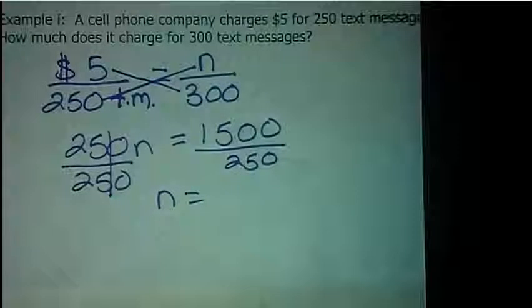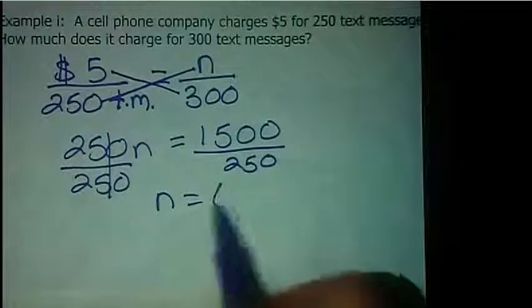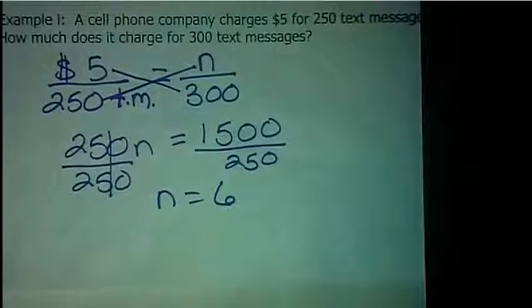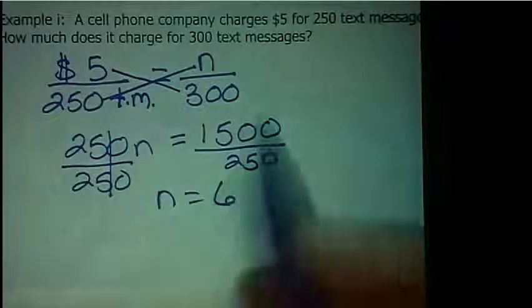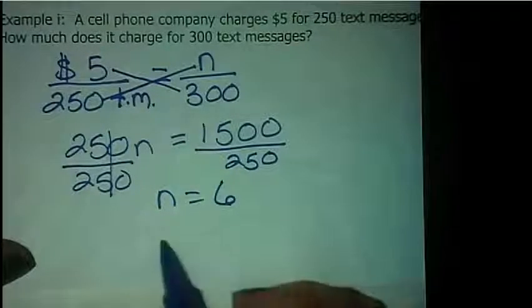1,500 divided by 250 is 6. N is 6. In this particular case, it represents dollars. So my N is actually $6.